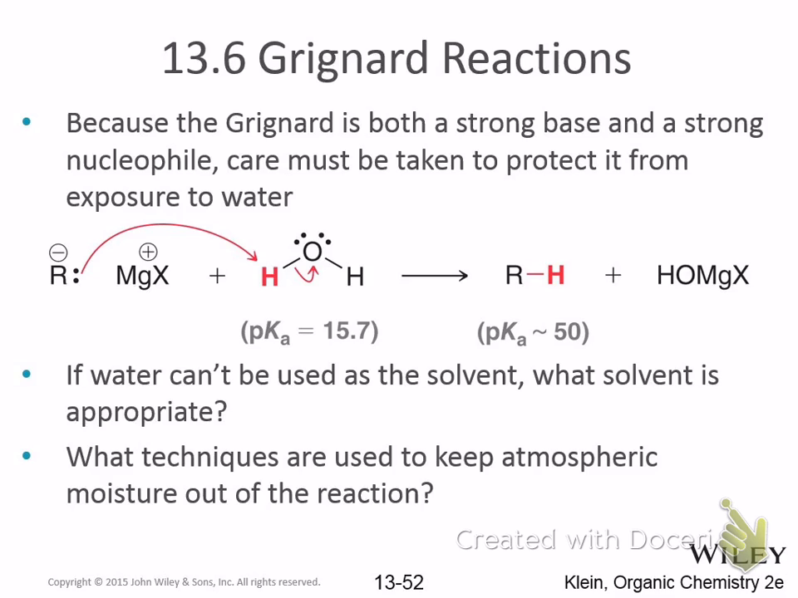But you can't really just use dry air, because what else is in air? CO2. CO2 is a carbonyl. You end up making a carboxylic acid. If you take a Grignard reagent, we actually used to do this one. I'm not doing it this year. We would make phenyl magnesium bromide and then react it with CO2.